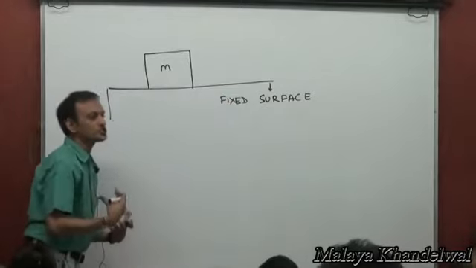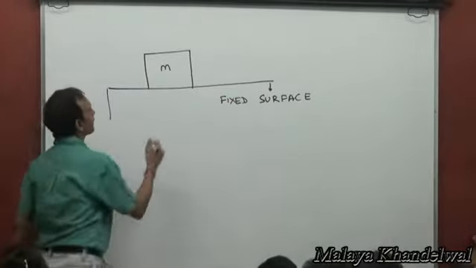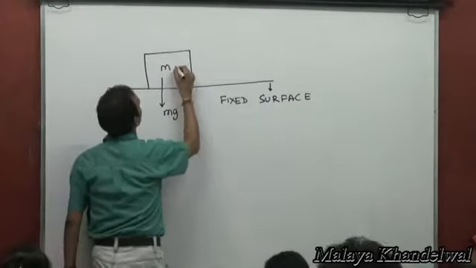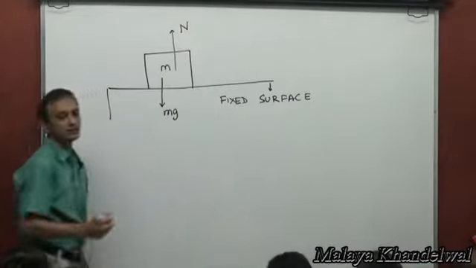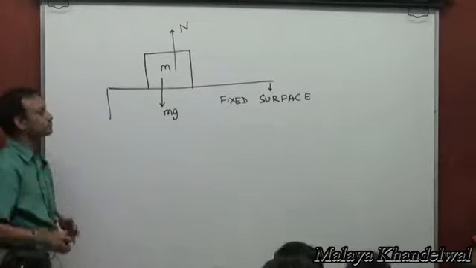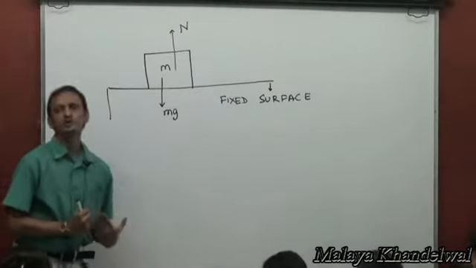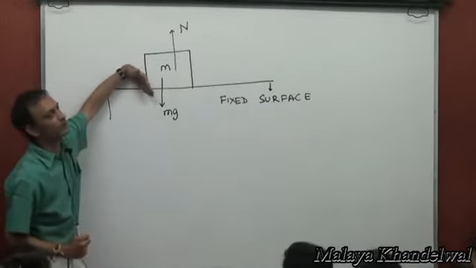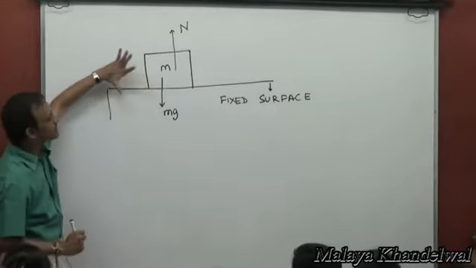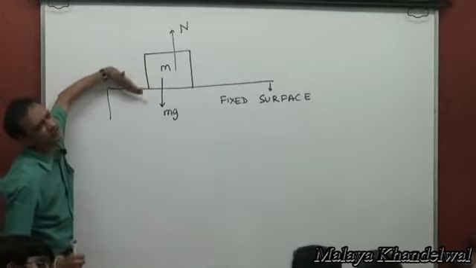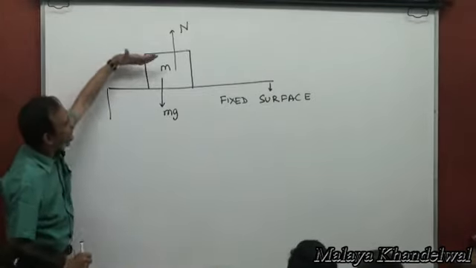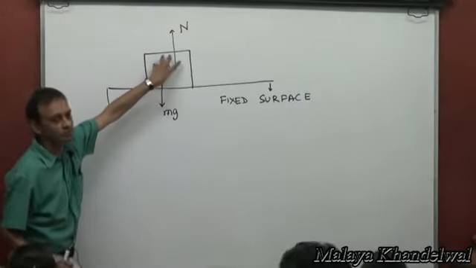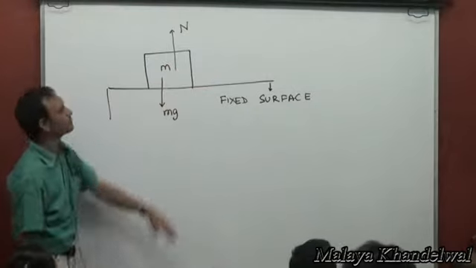The forces that are acting on this body: mg downwards and normal reaction from this fixed surface upwards. N may or may not be equal to mg. Depends on whether this is accelerating up or is accelerating down or is remaining fixed. In any case, let's say fixed surface, it's not even accelerating upwards. If it's not accelerating in the vertical direction, then N would be equal to mg, because the net of all vertical forces on M must be 0. There is no vertical acceleration of M.